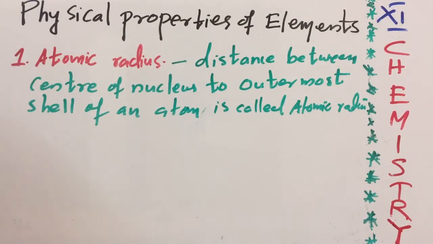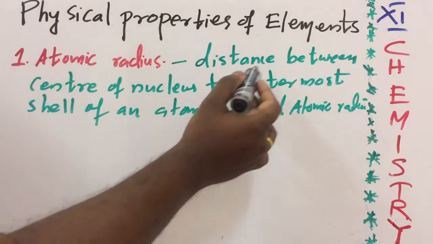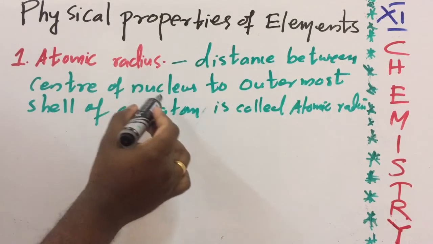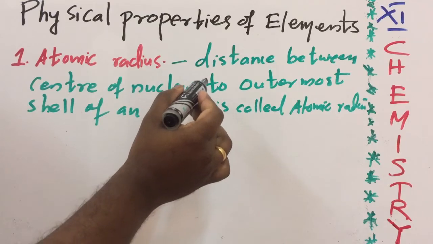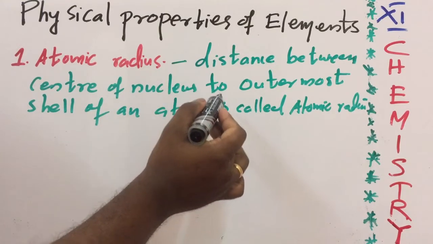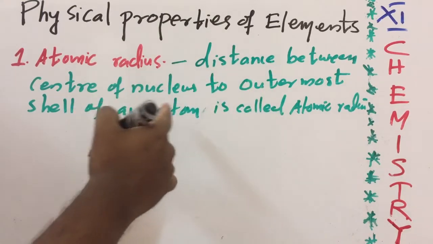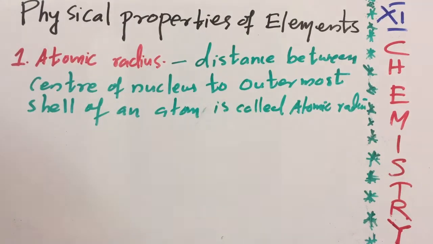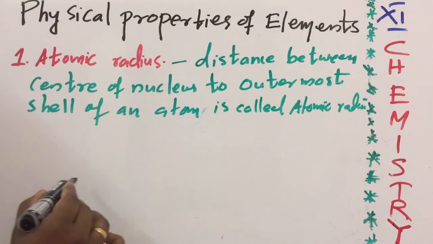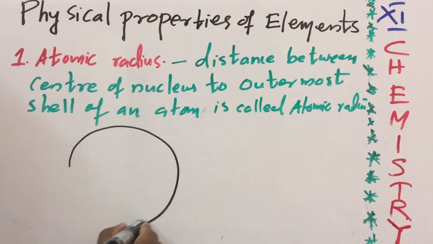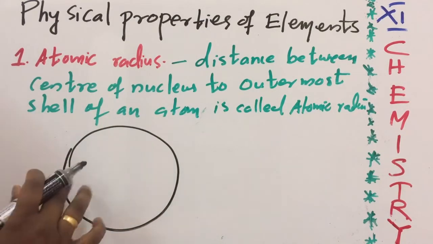What do you mean by atomic radius? The distance between the center of the nucleus of an atom to the outermost shell of an atom is called atomic radius. We know that atoms are spherical. According to the Bohr model, atoms are spherical.